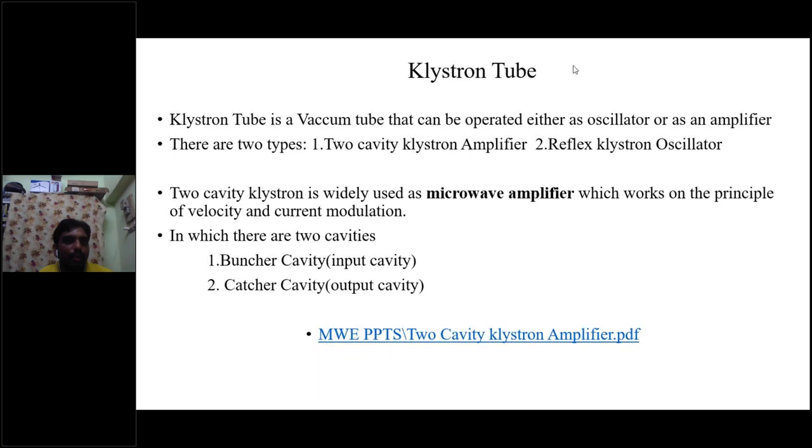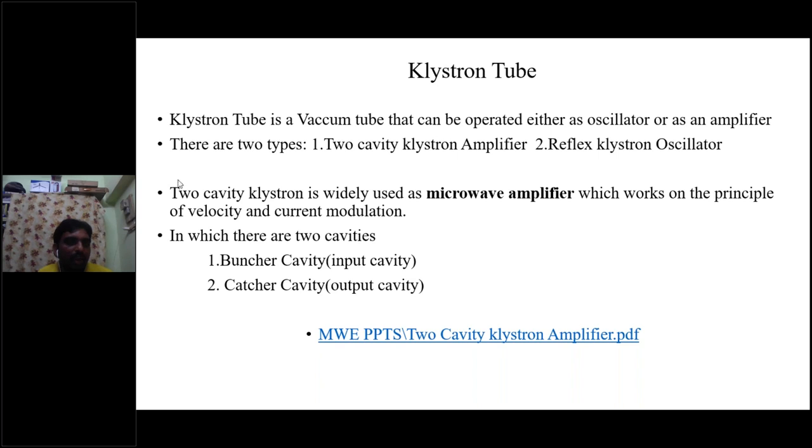And this is a klystron tube, and we have two different types of klystron tubes. One is the two cavity klystron amplifier, and two cavities means we are using separate cavities for input and output. And the reflex klystron oscillator, which means input and output both use the same cavity. Next, the use of the two cavity klystron in real-time applications is as microwave amplifiers, and to convert one type of modulation into another type of modulation.